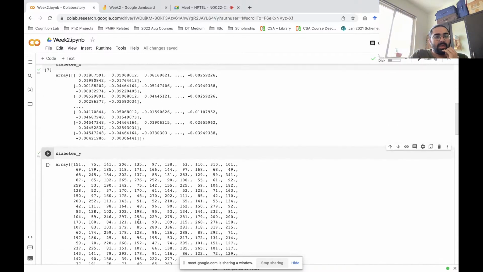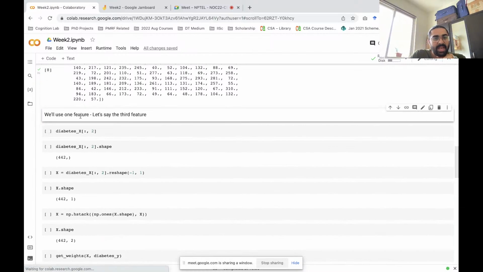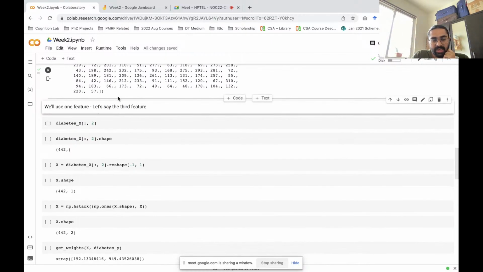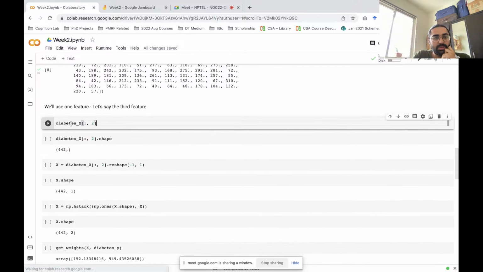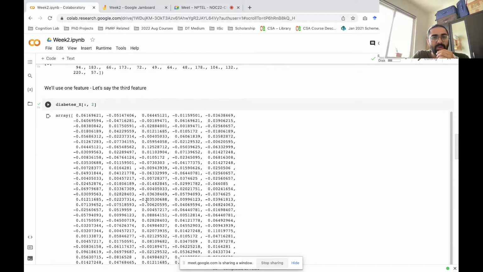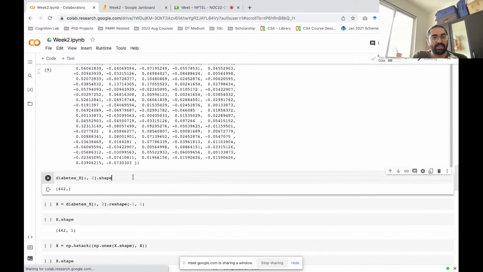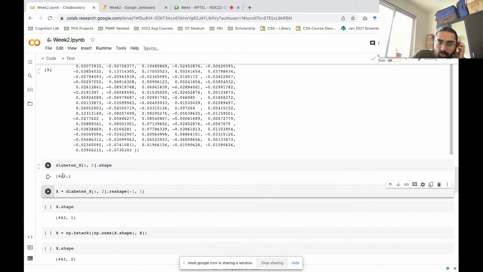All right. So we'll try a univariate regression. Let's say I have one feature. I'll use the third feature in the data set to predict my Y. So third feature means I'll use all the samples, and I will take X comma 2. You can see here, these are all your values in this particular column, and the shape is, as expected, 442.